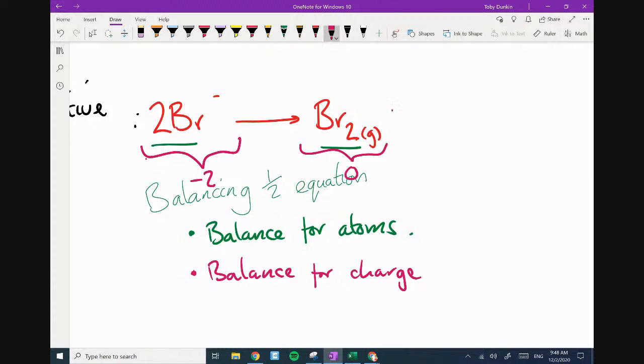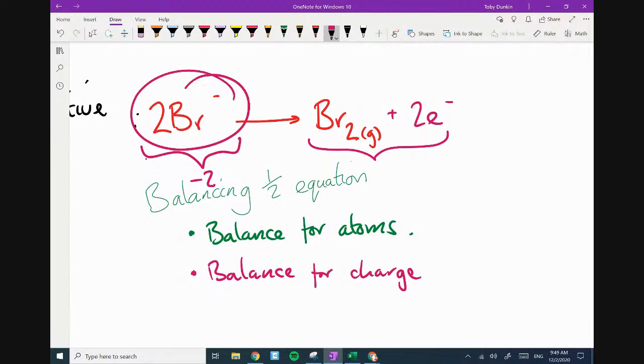And what I do is I add electrons to the other side to balance the charge and bring that down. Now, people often say at this point, why do you put them on that side? The reason why I put them on that side is because these are negative and electrons are negative. They're going to repel each other. They're not going to go on the same side. So they're going to go on the opposite side. And this now becomes -2 as well.